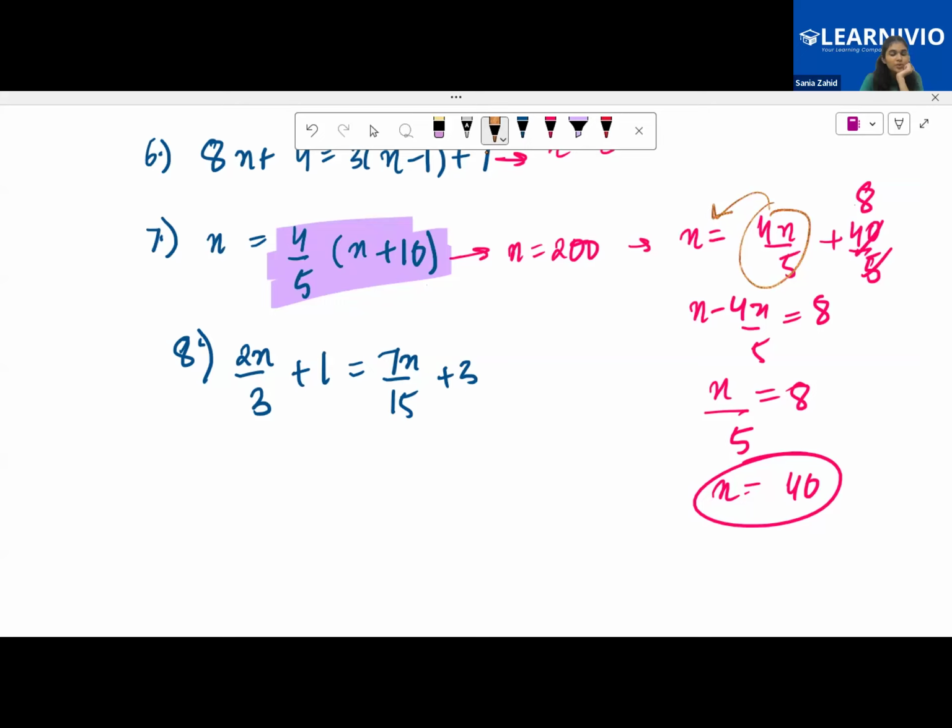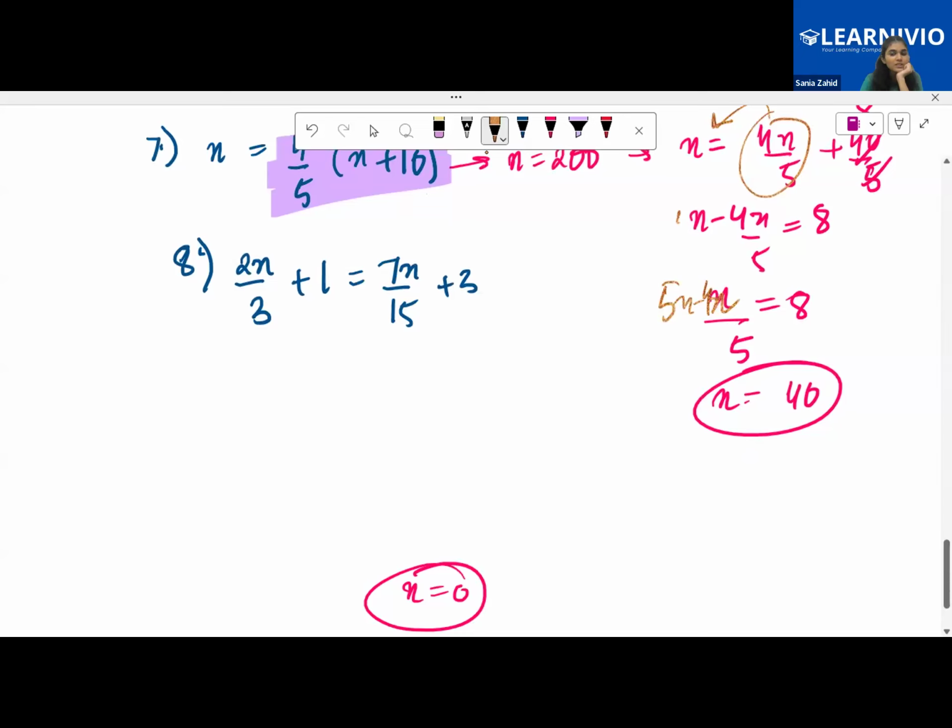Then you will take the LCM, you'll have 5. Then you'll have 5x minus 4x. What is 5x minus 4x? It is x. So x by 5 is 8. Then x is 5 into 8, which is 40. Right? Do you understand how I solved it? Yes, ma'am. Amar, why did you get 200? Did you understand your mistake? Yes, ma'am. Okay, the next one, what are you getting?